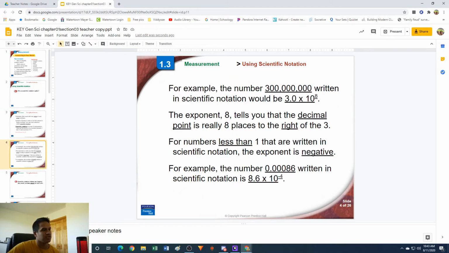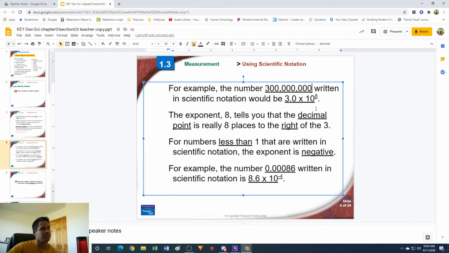Here are some examples though. For example, the number 300 million can be written in scientific notation as 3.0 times 10 to the 8th. That is because there's a decimal point technically at the end of the number here. And so we're going to move the decimal, which again would be at the very end. I know there's no decimal shown in this number. There's a bunch of commas, but there's no decimal shown. If there's no decimal, the decimal's at the end. It's assumed it's at the end.